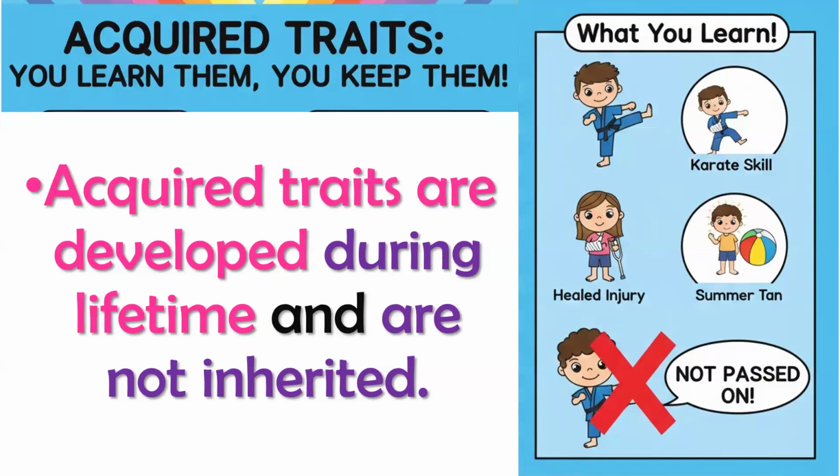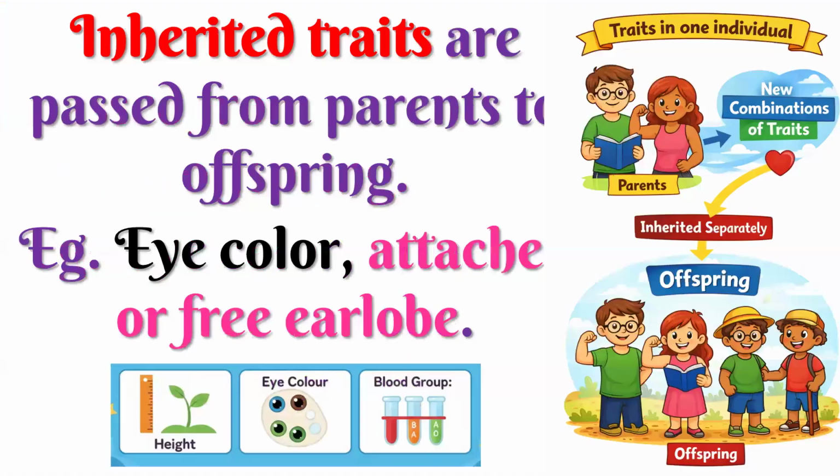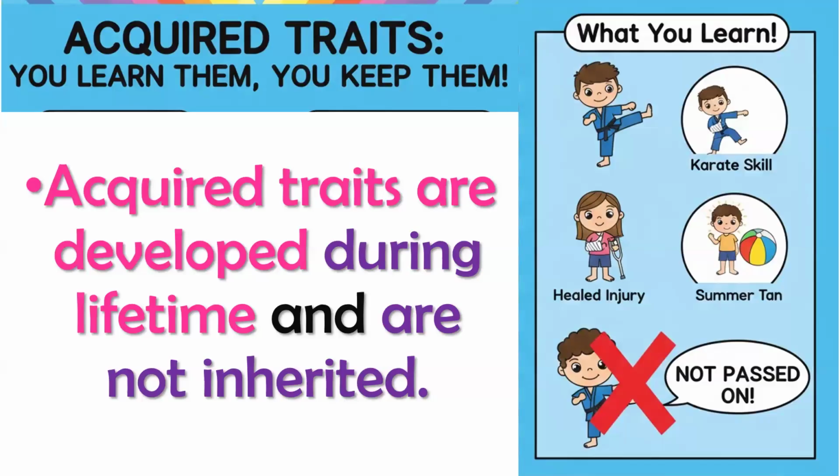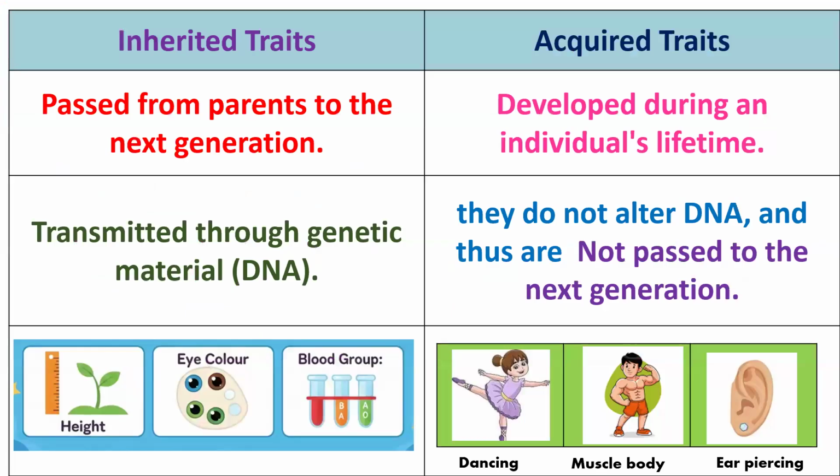What we get from the parents, that is the inherited traits. Eye color, when we are born, there will be a definitive eye color. Blood group, we cannot change our blood group. So all those are inherited, whereas acquired is what we adapt after we are born. So the difference we can say: inherited traits are passed from the parents to the next generation, whereas acquired traits are developed during an individual's lifetime.